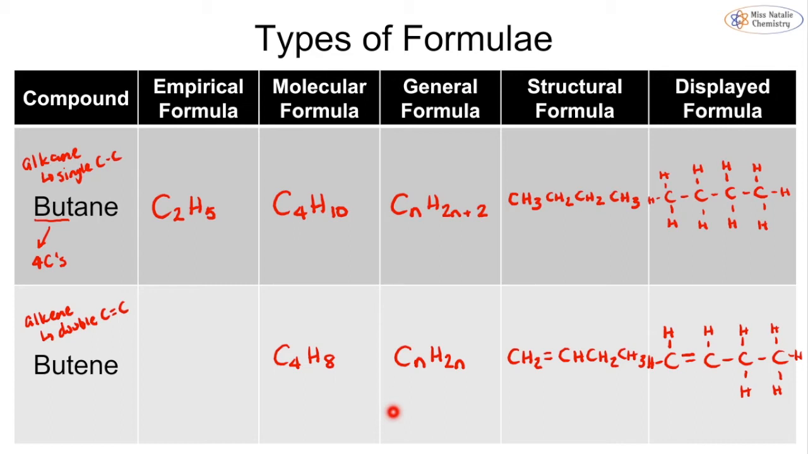And for my empirical formula, I want to write this in the simplest whole number ratio. So again, both of these numbers can be divided by the same number, and this time it's 4. So I can write CH2 as my empirical formula.